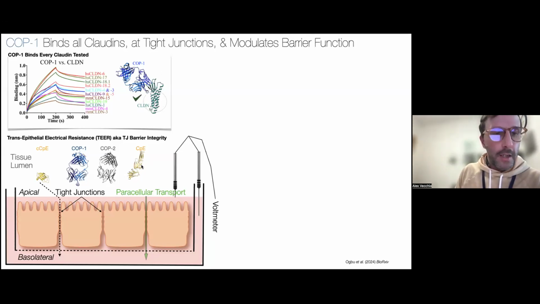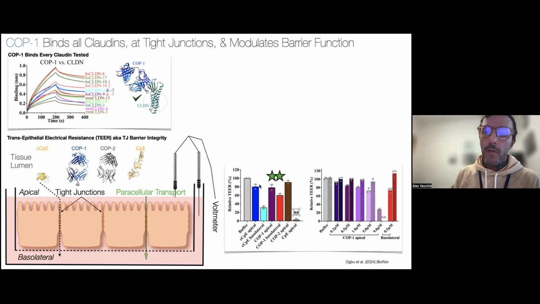And so the next thing we did was this transepithelial electrical resistance assay, which basically measures the resistance on one side of a cell monolayer compared to the other. What it is basically is a proxy for tight junction barrier integrity. So high resistance means the barrier is intact, and low resistance means the barrier is being perturbed. And so we used this TER assay to assess how the C-terminal domain of the toxin, the full-length toxin, COP1 and COP2, which we knew only bound CPE, would affect transepithelial electrical resistance.